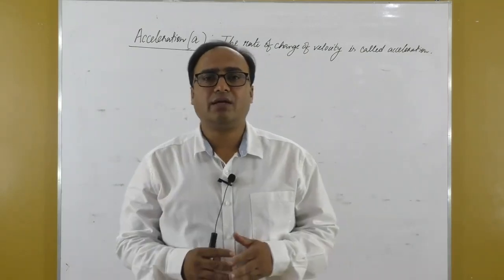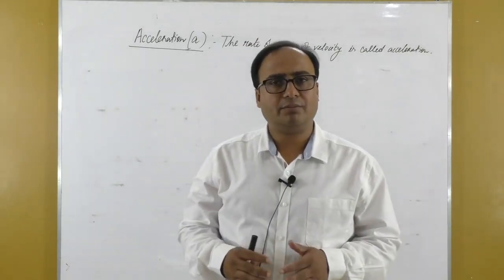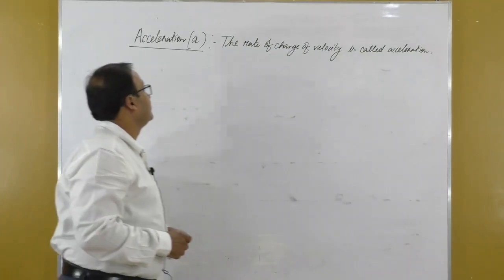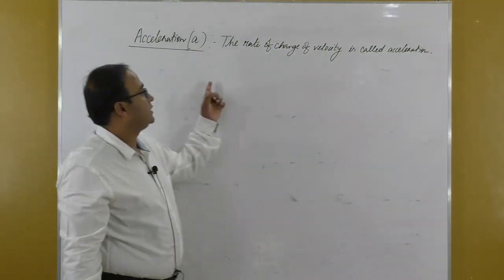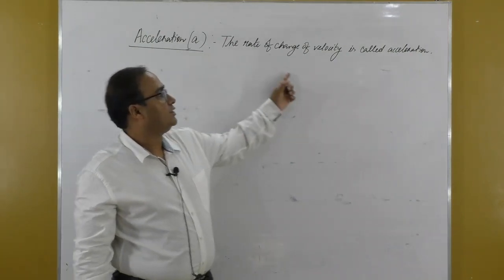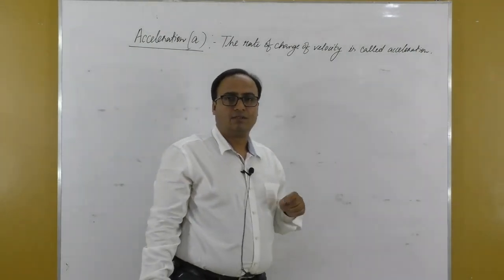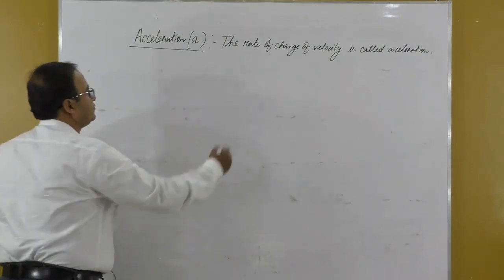So at first we are going to discuss the term acceleration. Acceleration is denoted by symbol A, and the definition given here: the rate of change of velocity is called acceleration. Now try to understand this term.